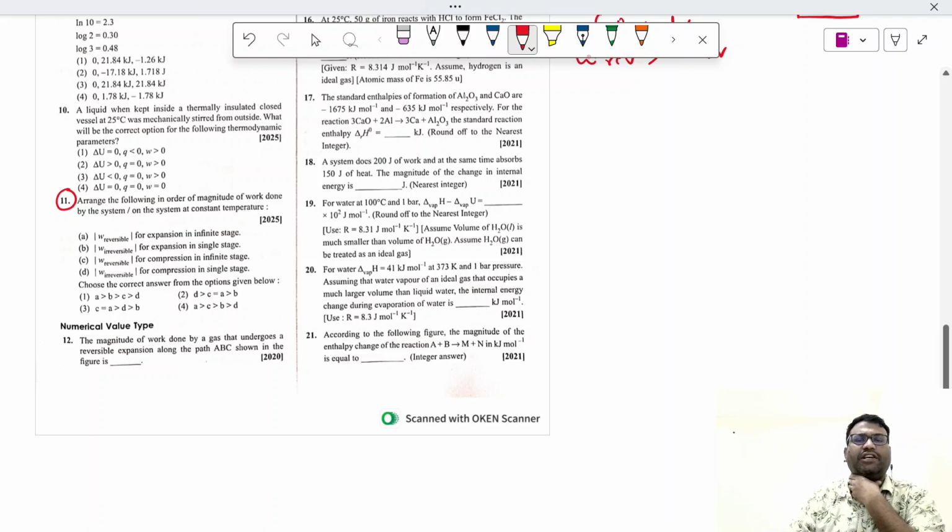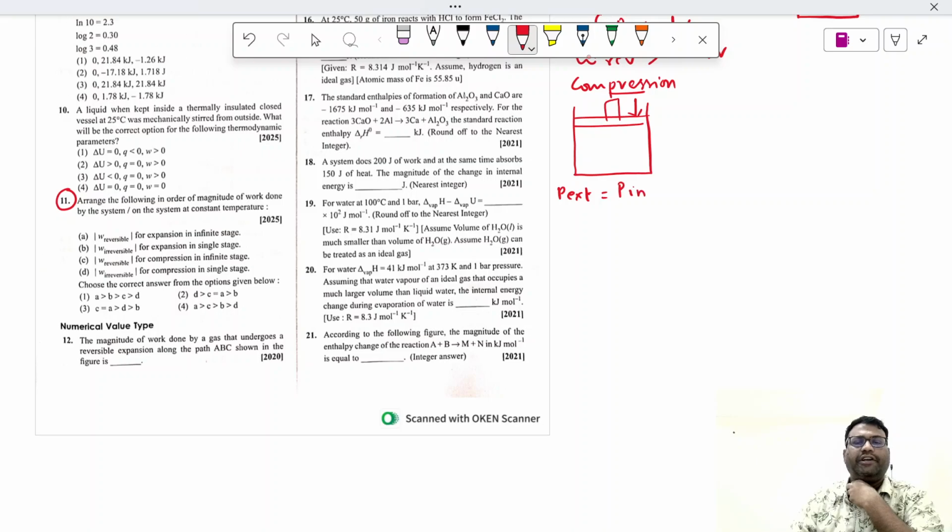Let us see in the case of compression. So in the case of compression, again, compression means external is greater than internal. So P external is equal to P internal plus dP. This is in the case of a reversible process. This is in the case of irreversible, let us say. Reversible and irreversible.